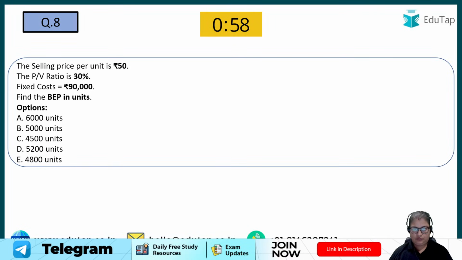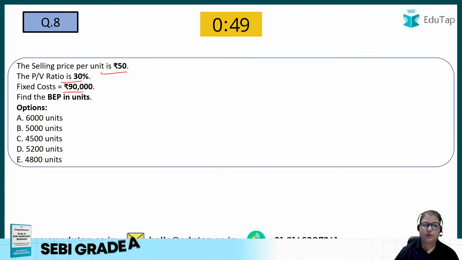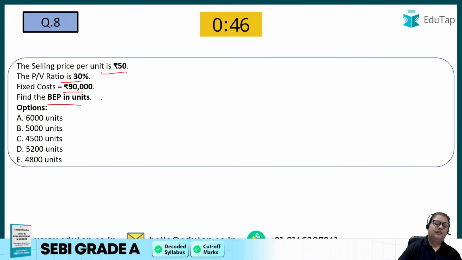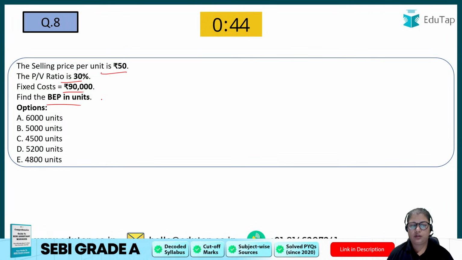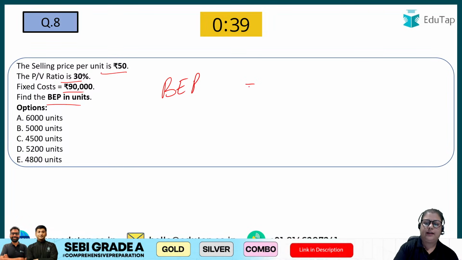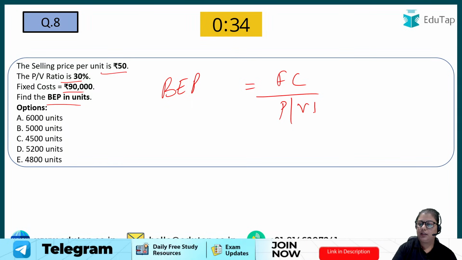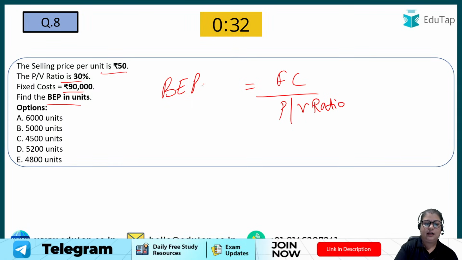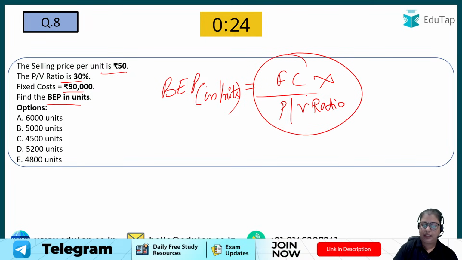Question number 8 says the selling price per unit is 50 rupees. PV ratio is given to us as 30%. Fixed cost is also given to us, 90,000. Calculate the break-even point in units. You'll say it's very easy. We know what break-even point is, that is fixed cost upon PV ratio, which we did just now. But they are asking in units, so this formula will not be applicable here.